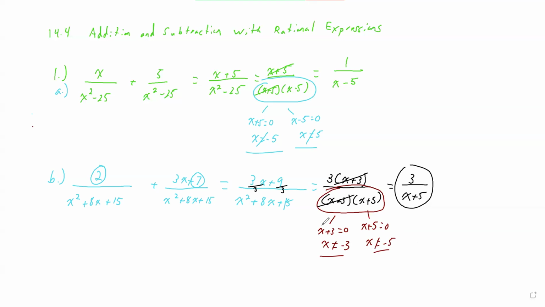Now, after I think the first couple of questions, the rest of the homework just tells you to assume that no denominator has a value of 0. So all you have to do is just work on the actual math rather than stressing about what x cannot be. So let's see some of these examples.